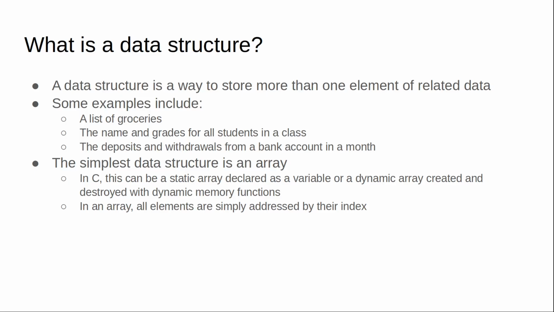The simplest way to do this is an array. In C, that can be a static array declared as a local variable or a global variable, or it can be something that is declared with dynamic memory, which is something that we're going to be doing in some of these exercises. Everything in an array is just addressed by index. You start at 0, you go upwards from there. In C, the only data structure that C natively supports is an array. So anything beyond that, anything more advanced or any other way to access information, we need something else.